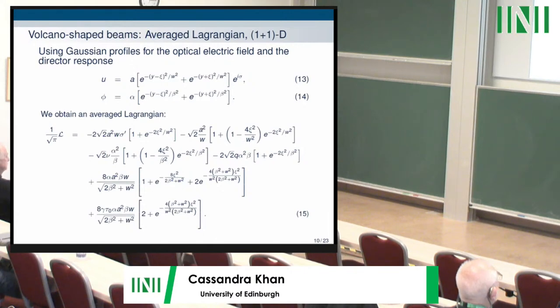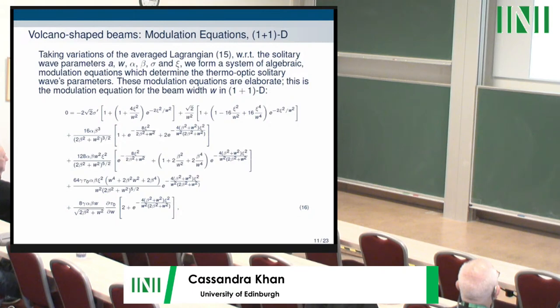To go ahead and solve this now, I'll go through our analytic technique. We pick Gaussian profiles for the beam and for the director. We get an average Lagrangian, which, as people know who have done average Lagrangians, is more of an art than a science. It talks about the power in the system and how it behaves, and that already is fairly complicated. And then for our modulation solution, we take variations on that. So this is parameter variations, a variational approach, if you will.